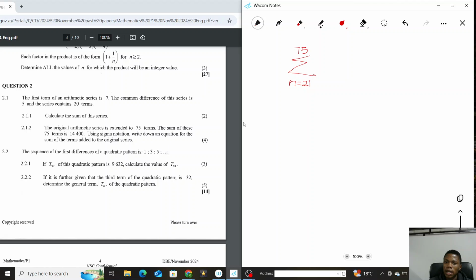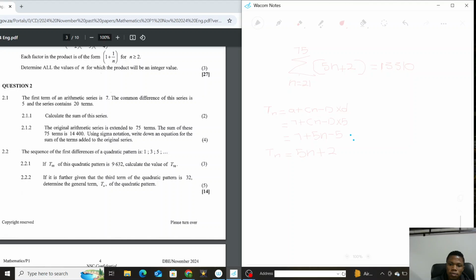Therefore I will take this general term and put it here: 5n plus 2 is equal to what? I already calculated the sum of those 55 terms that are added to the original arithmetic series, which is 13,110. Therefore you get your full 4 marks. Okay, let me jump to another question.